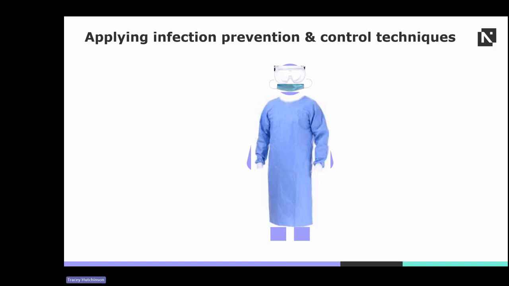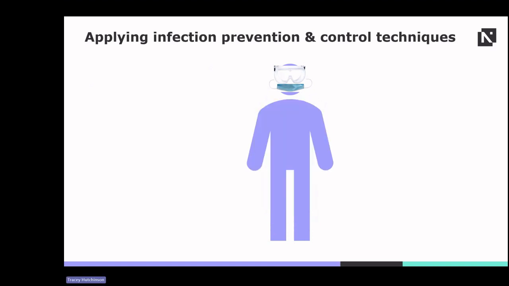Next, the apron or gown. Untie or unfasten the apron or gown at the neck and waist. Avoid touching the front of the apron or gown. Gently pull the apron or gown away from your body and roll it inside out, containing any contaminants inside. Dispose of the apron or gown in a designated waste bin.